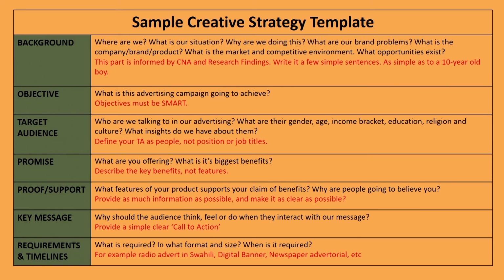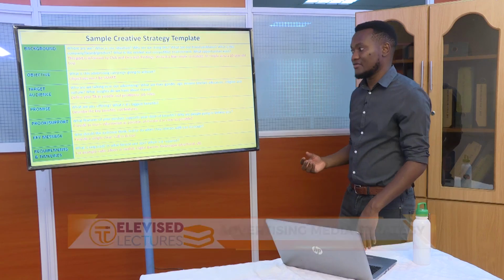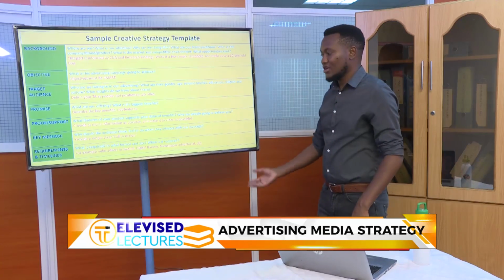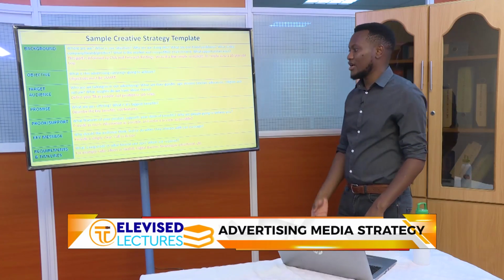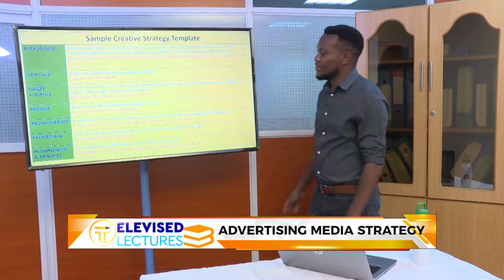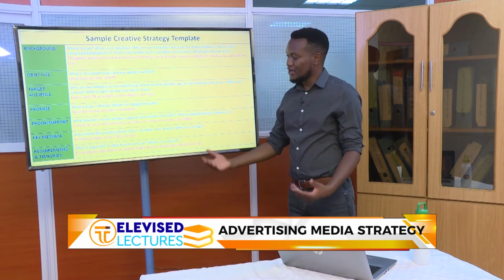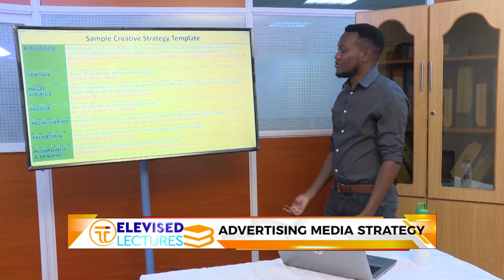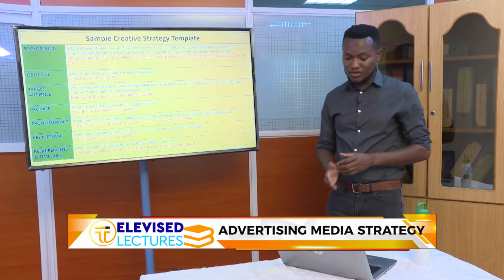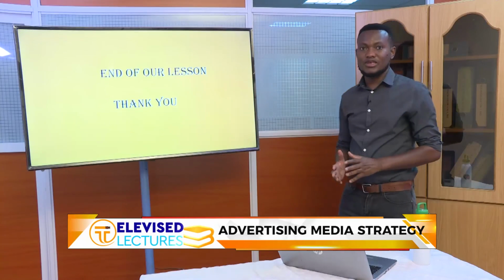Then you develop what you call to action messages. And these are the key messages that will either be driving to the product or to the service or the intermediaries, if it's pull strategies. And then you look at the requirements and the timelines. So these are logistics. You're looking at what will be required, in what format and size, and when it is required. And here you can think about a radio advert in Swahili, a digital banner, a newspaper advertorial, among many others, more creative strategies.